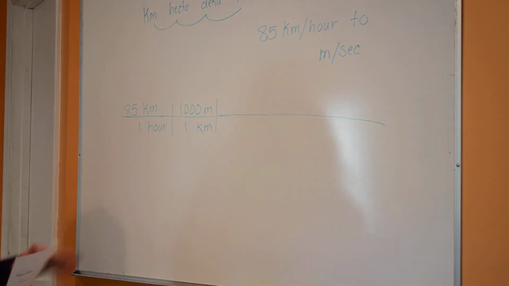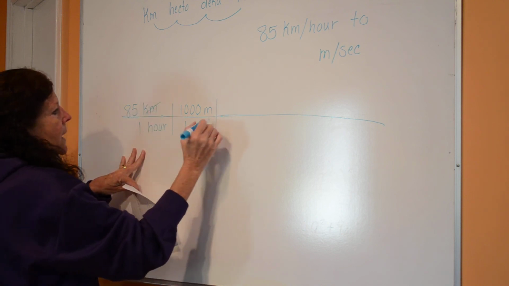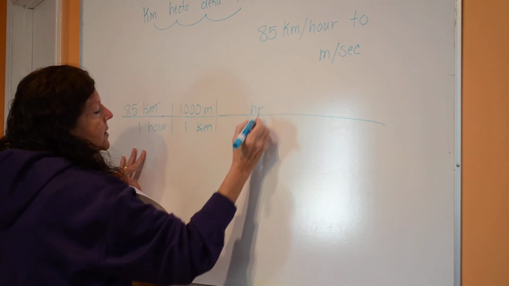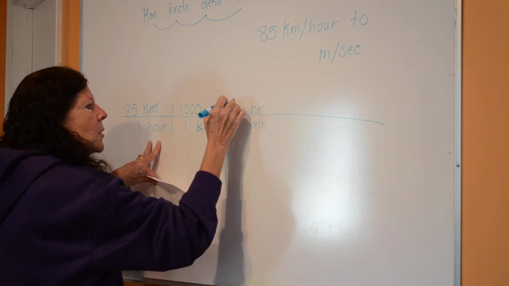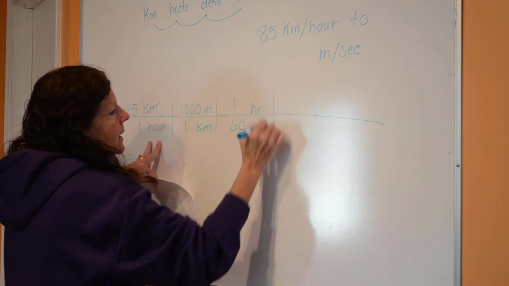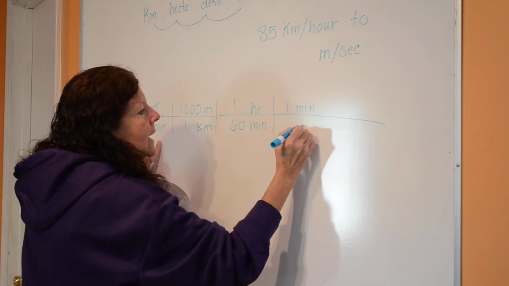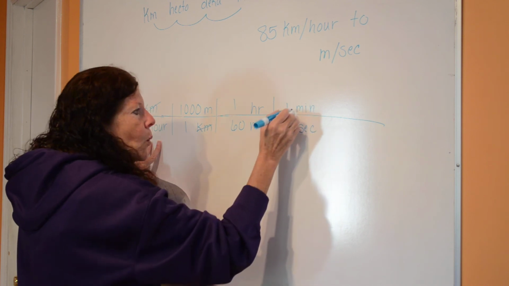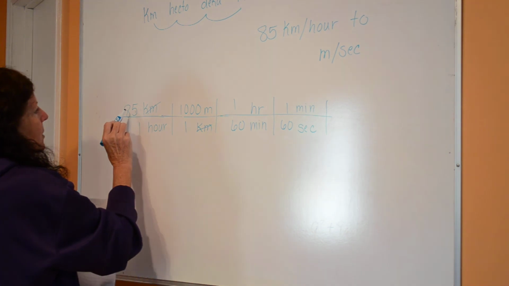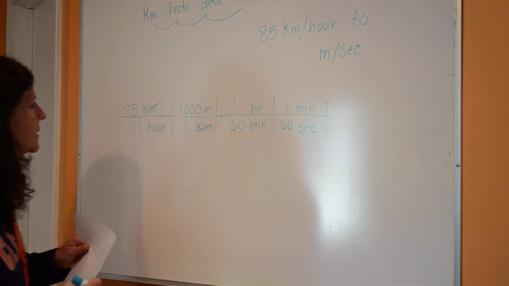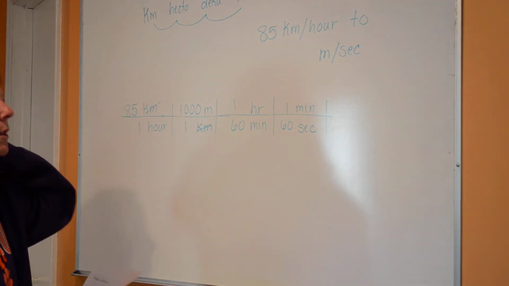Now I have to work on changing my hours to seconds. Well, you know I want to get rid of my hours, so the hours is going to have to go on the top. And the first thing I'm going to do is change it to minutes. So 1 hour is equal to 60 minutes. And then I want to get rid of the minutes, so I put that on the top, and I change it to seconds. 1 minute is equal to 60 seconds. So now I'm going to multiply the 85 times 1,000, and I'm going to divide that by the 60 times 60, or the 3,600.